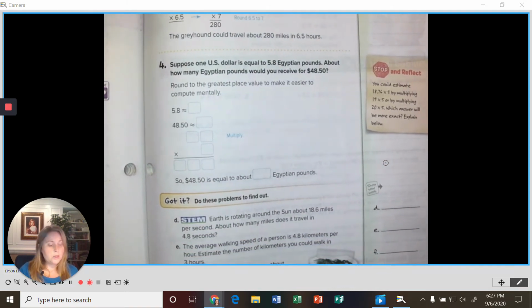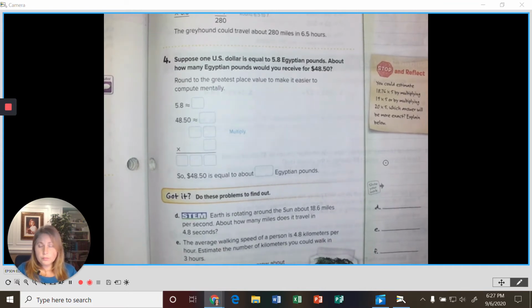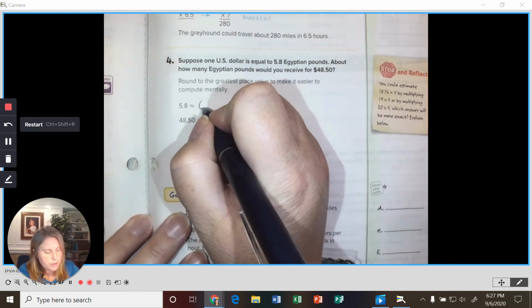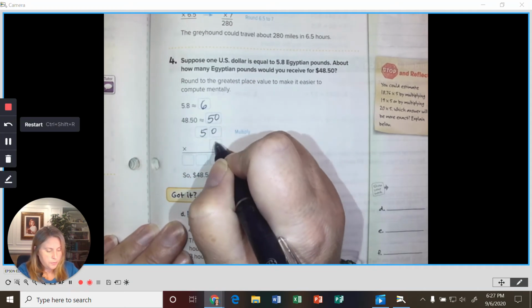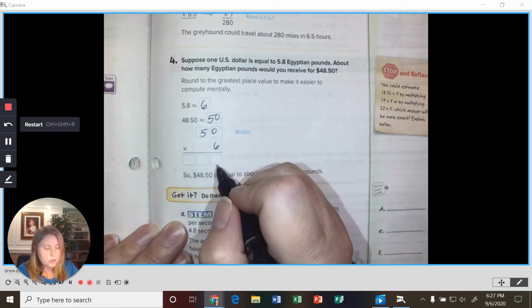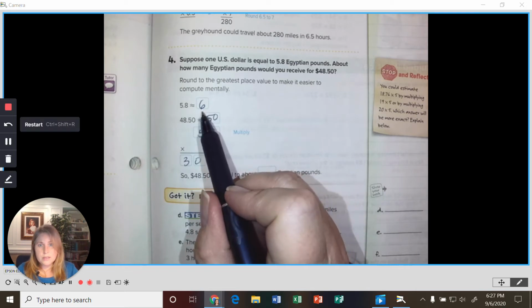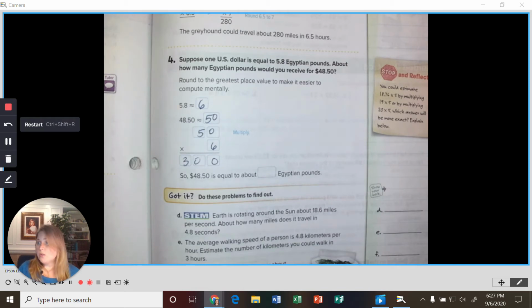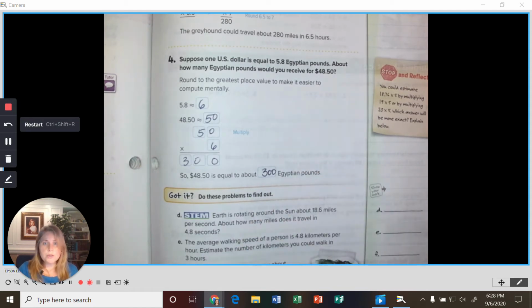Number 4. Suppose $1 US is equal to 5.8 Egyptian pounds. About how many Egyptian pounds would you receive for $48.50? Okay, so the 5.8, we're going to round that to 6, and the 48.5, we're going to round that to 50. Okay, 50 times 6, 6 times 0 is 0, 6 times 5 is 30. Okay, or you can do that in your head. 50 times 6, or 50 happening 6 times, is approximately 300. So $48.50 is approximately equal to 300 Egyptian pounds.